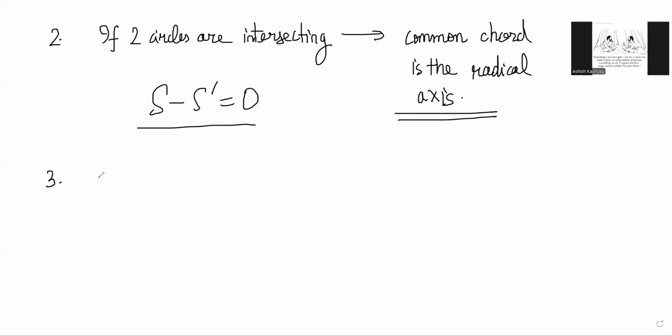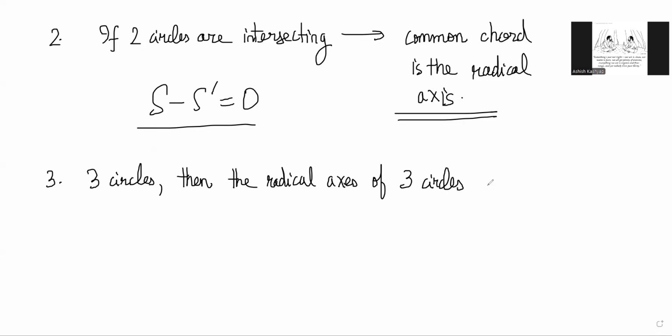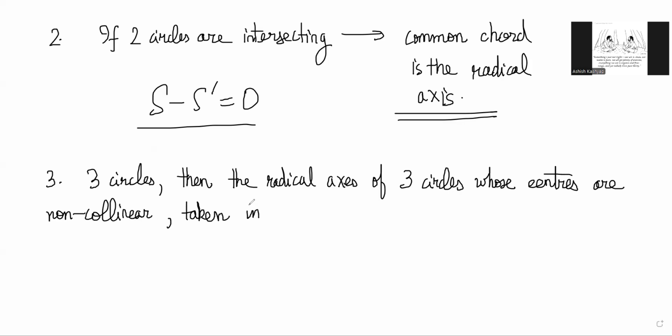The next point is if you have three circles whose centers are non-collinear, then the radical axes of the three circles taken in pairs are concurrent.